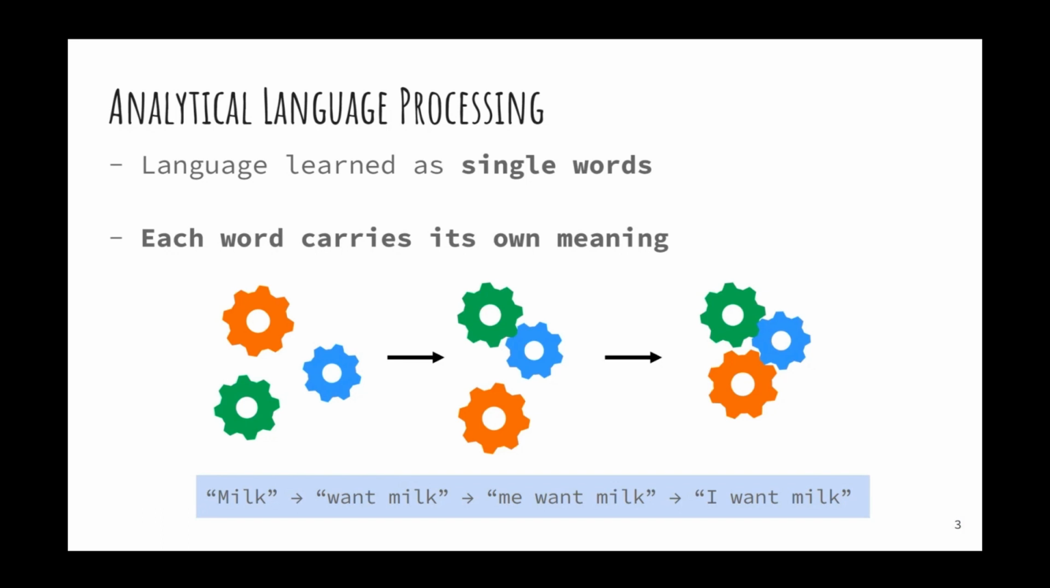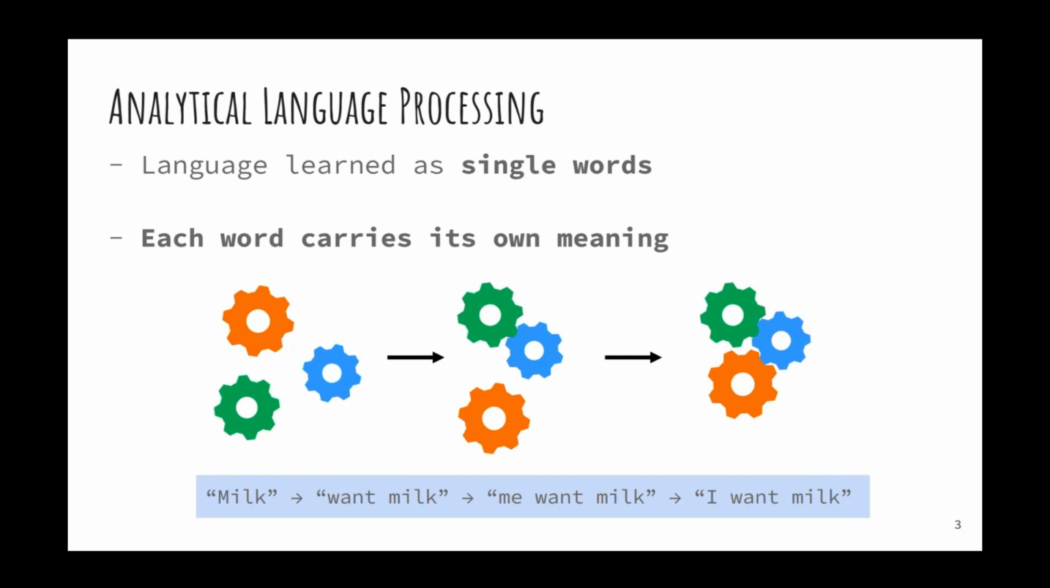So first of all, we're going to start with analytical language processing. So this is the most common method of learning language that we think of, and it's actually the only language process that SLTs are taught about in training at the moment. So we just assume that everyone learns language this way. So an analytical language processor will learn single words at a time and their meanings, and then over time they start to put 2 or 3 words together to make phrases. For example, starting with milk, then want milk, then me want milk, and then I want milk.